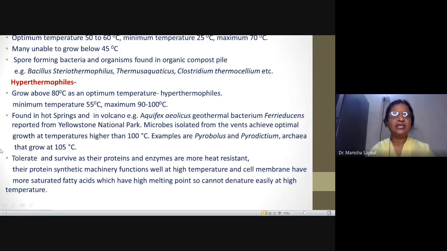And now the last type is thermophiles. Thermophiles are heat-loving organisms. Their optimum temperature is 55 to 60 C.